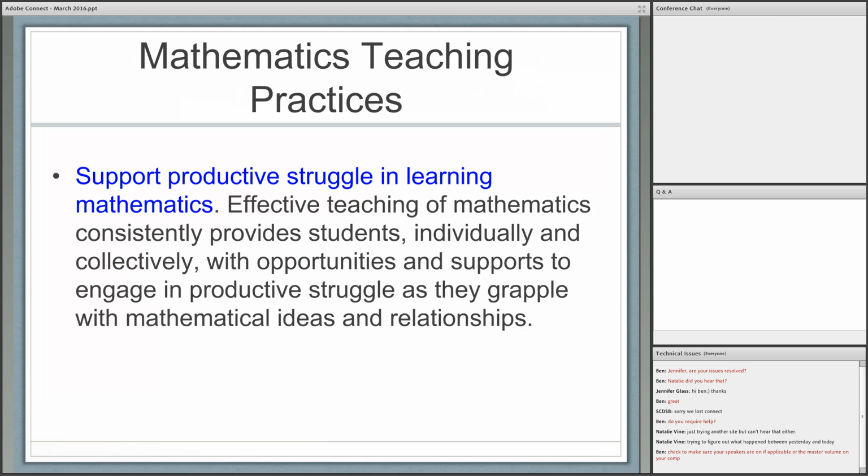So again, moving back to the mathematics teaching practices, another one is supporting productive struggle in learning mathematics. As educators, we often are so ready to jump in and help students because that's what we're doing. We're there to support students. But it's really important that we provide space for students to struggle a bit. We provide wait time. We provide them the opportunity to come up with their own ideas rather than jumping in and scaffolding too early.